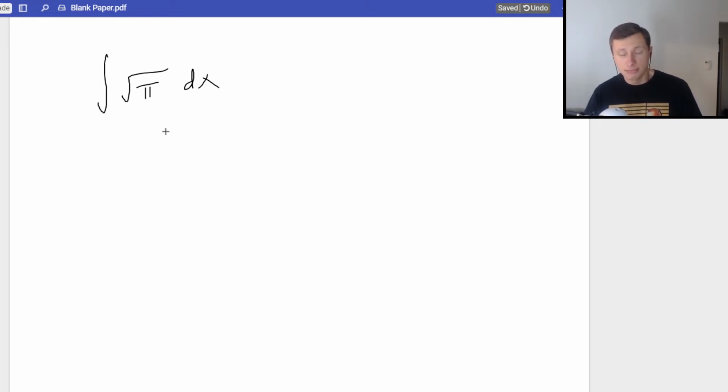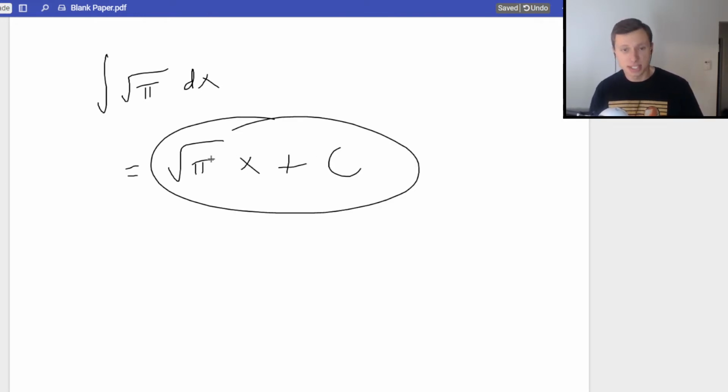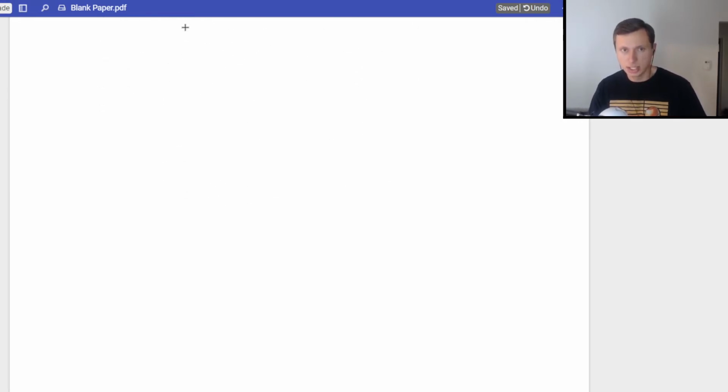So if some of you think that we should rewrite it as pi to the 1/2 power, which you could do, I mean, this would be equivalent, it's not necessary because all we need to do, since there's no x, is just add an x next to it: square root of pi times x plus c. That's it, that's the integral, because pi isn't a variable. Okay, any questions so far?